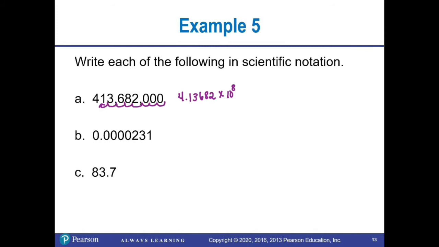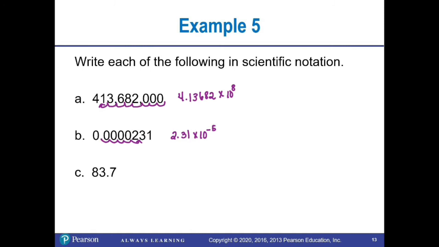Look at part B. We have 0.0000231. In scientific notation, I need a number between 1 and 10, so 2.31 is between 1 and 10. I'm going to multiply by a power of 10. Now notice here my power of 10 is going to be negative because my number is between 0 and 1. And I count how many times I had to move my decimal place to put it behind the 2. So when we count, we have to move that decimal place 5 times, and so my power of 10 is negative 5.